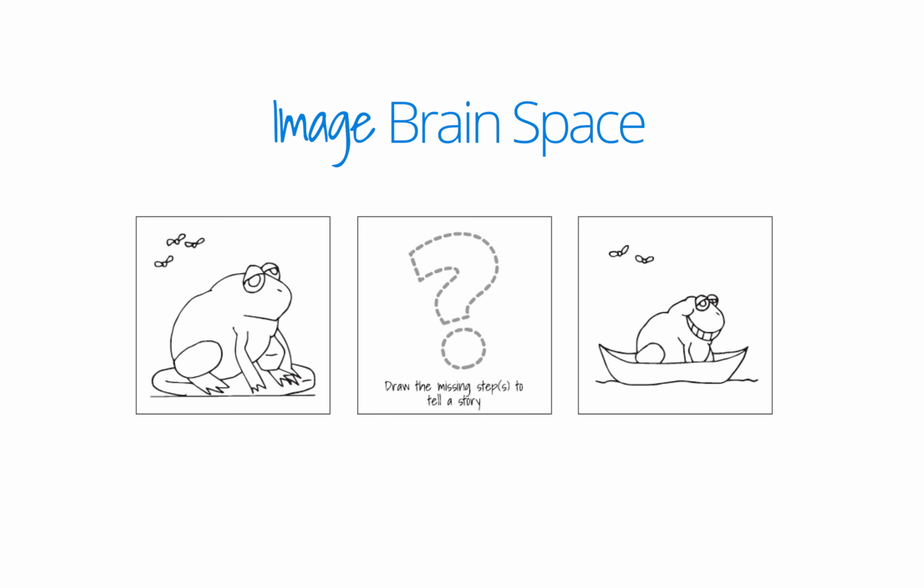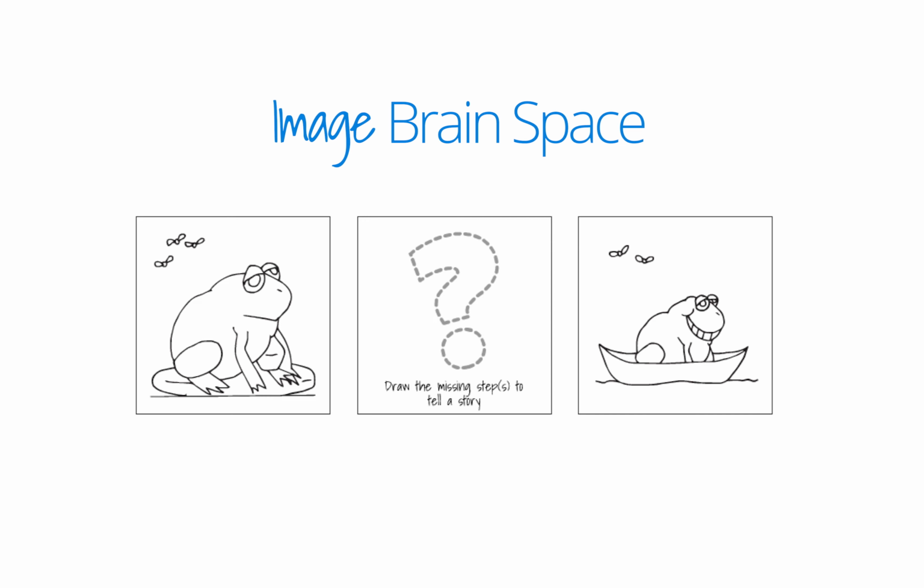The main idea with image brain space is to draw a picture in the missing square to complete the story. The missing square is in the middle, the one with the big question mark in it. Sometimes that missing piece is at the beginning or at the end. The idea is to have students complete the visual storytelling as it flows from left to right.